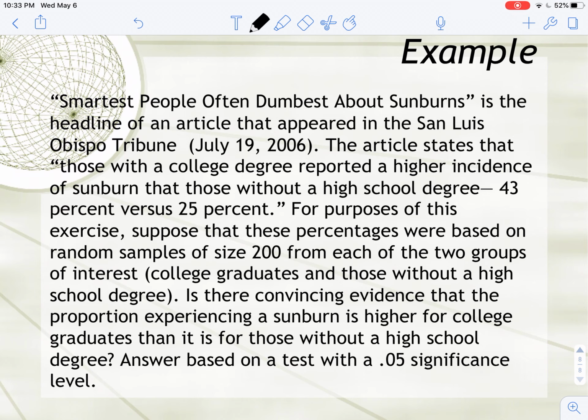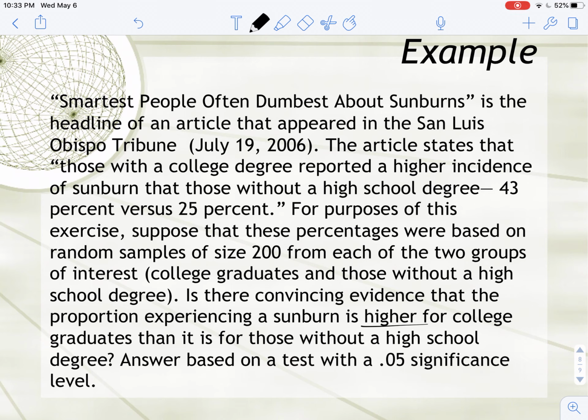For purposes of this exercise, suppose that these percentages were based on random samples of size 200 from each of the two groups of interest, college graduates and those without a high school degree. Is there convincing evidence that the proportion experiencing a sunburn is higher for the college graduates than it is for those without a high school degree? We're going to answer this based on a test with a 0.05 significance level.